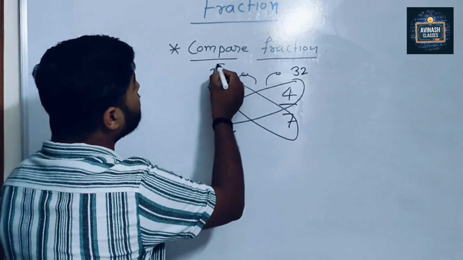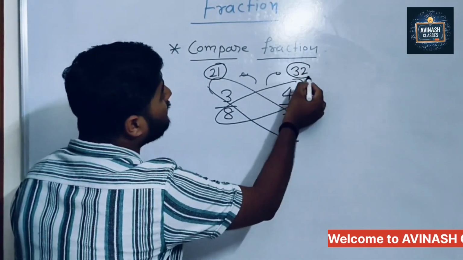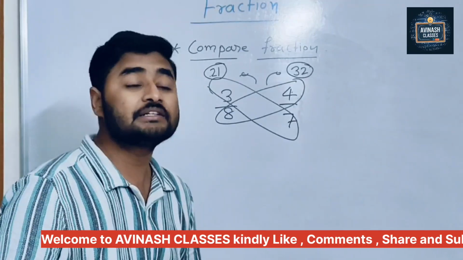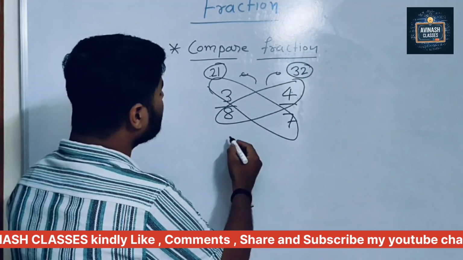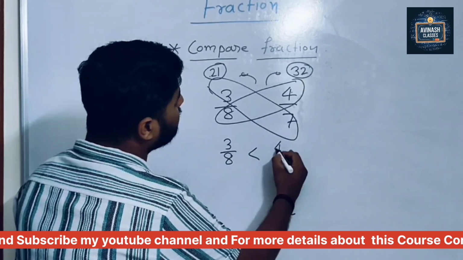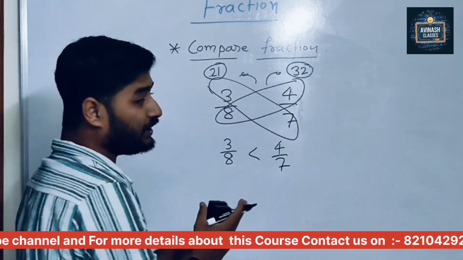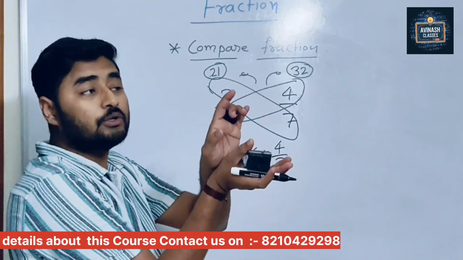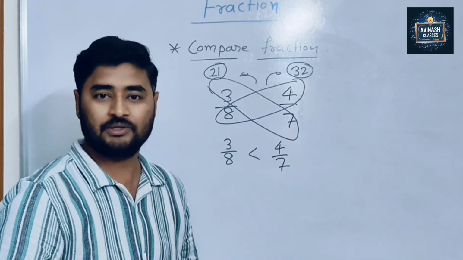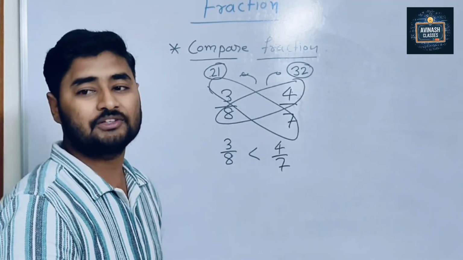Now we have to check these numbers, 21 and 32. Which one is greater? Sir, obviously 32 is greater. So we write here 3 by 8 is smaller than 4 by 7. This is the mouth of the crocodile. It always opens on the bigger side. So this is the bigger, so we write here. Hope you understand. Now we practice 2 more questions.